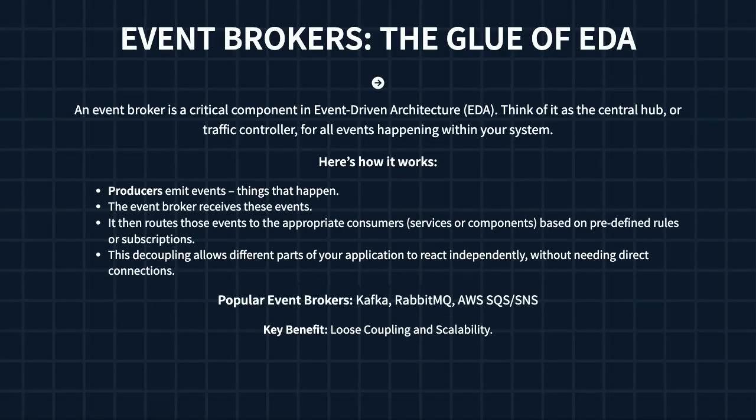Okay, let's talk about event brokers. In the world of event-driven architecture, an event broker is essentially a message bus. It's like the central nervous system for your application. Producers, which are often services or components that detect something happening, publish events to this broker. The broker then intelligently routes those events only to the consumers that need them. It's all about decoupling different parts of your app so they can react independently and scale more effectively. Some common examples include Kafka and RabbitMQ.